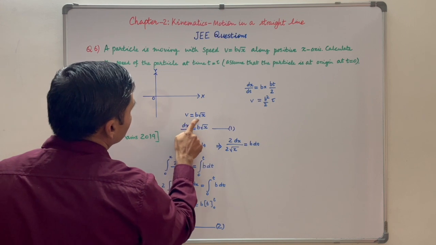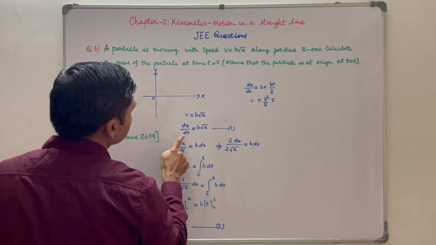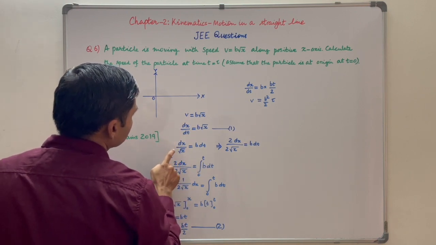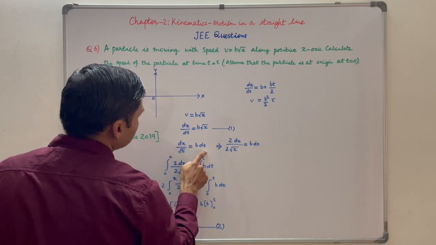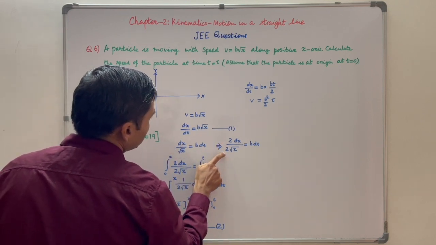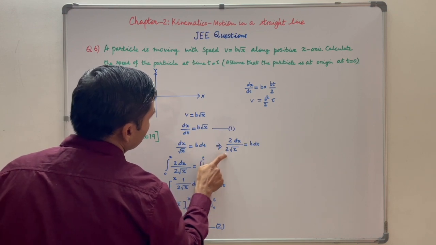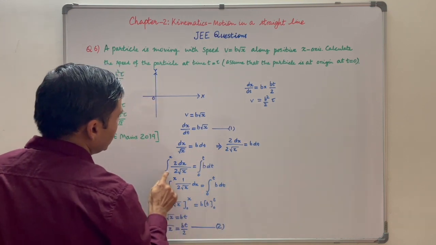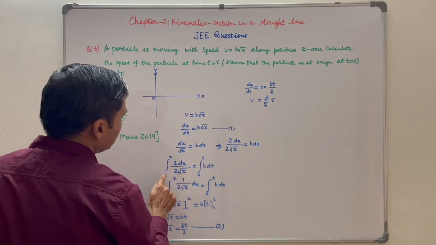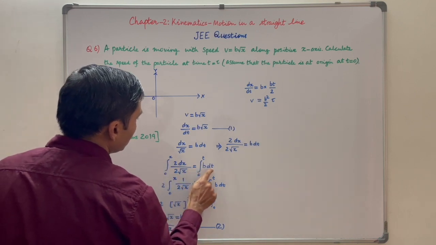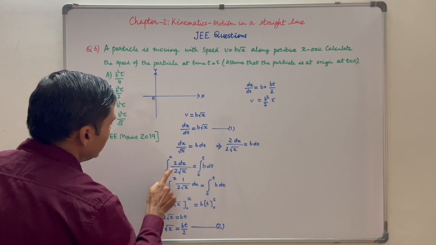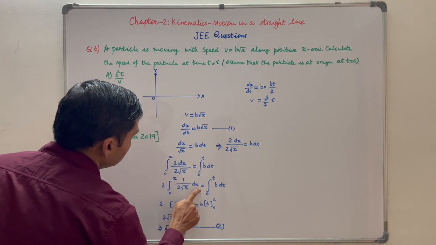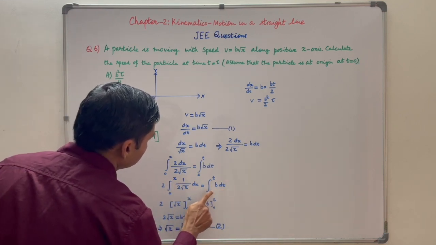It is given that v is equal to b under root x. We can write dx by dt is equal to b under root x, as v is equal to dx by dt. Also we can write dx upon root x is equal to b dt. Now we can multiply both numerator and denominator by 2. So it is 2 dx upon 2 root x is equal to b dt. Now integrate both the sides within limits. So integration of 2 dx upon 2 root x within limits 0 to x is equal to integration of b dt within limits 0 to t. Take 2 out. So integration of 1 upon 2 root x dx within limits 0 to x is equal to integration of b dt within limits 0 to t.